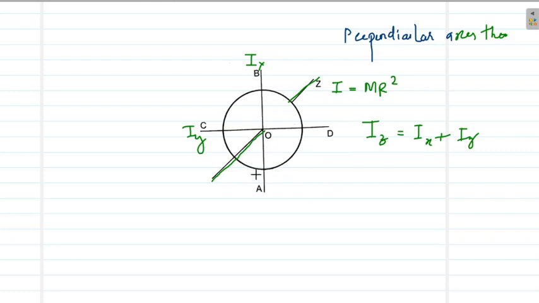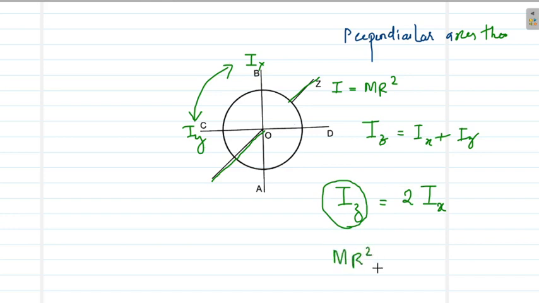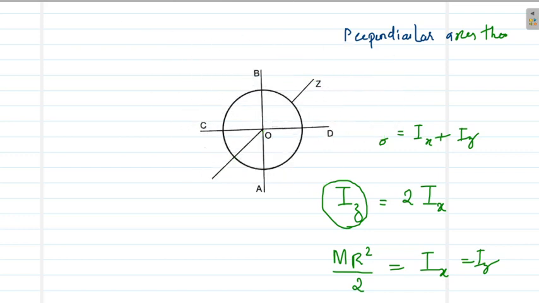Now, due to the symmetry of the ring, we have Ix equal to Iy because both these diameters are one and the same. They have the same length and distribution of mass. So we can write Iz is equal to 2 times Ix. Since we have already calculated the value of Iz, we may substitute that here. Iz is MR square. So MR square by 2 is equal to Ix, which is the same as Iy. So it is obvious that the moment of inertia of the ring about an axis passing through the diameter of the ring is equal to MR square by 2.